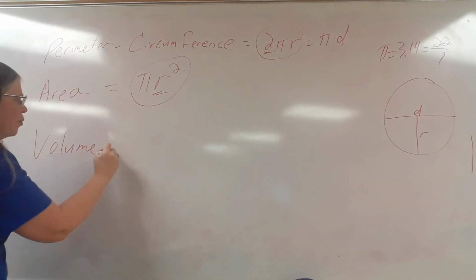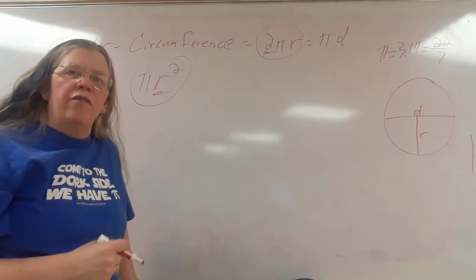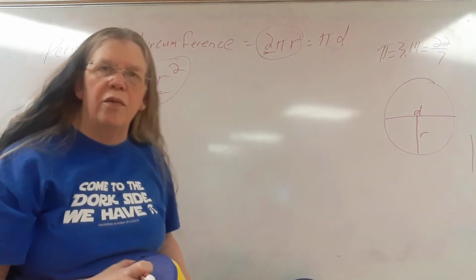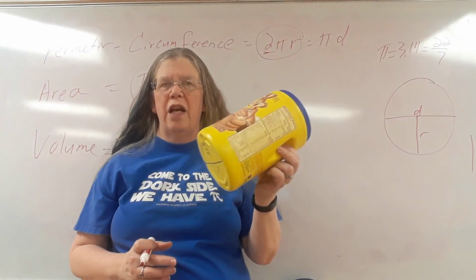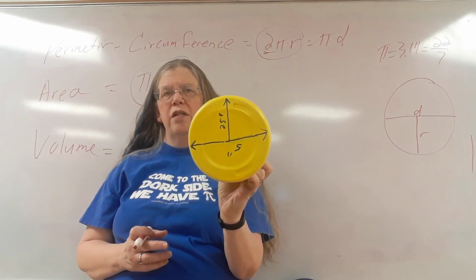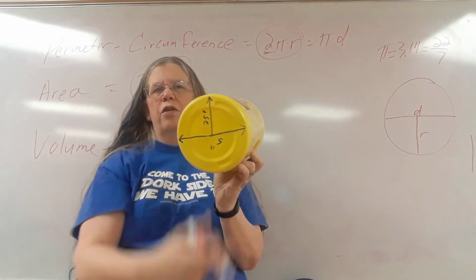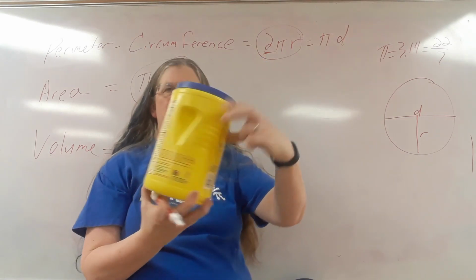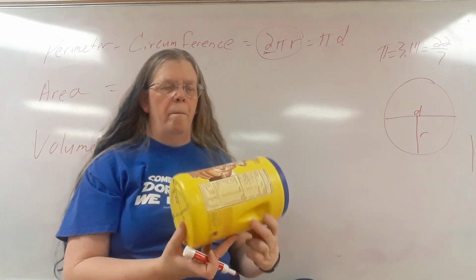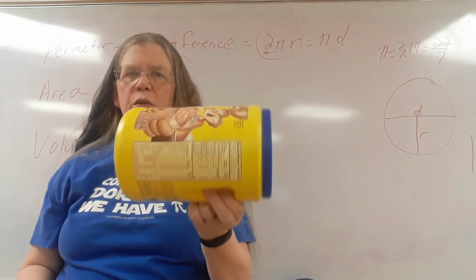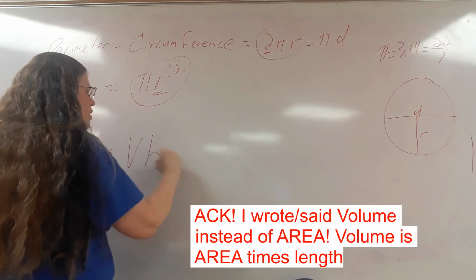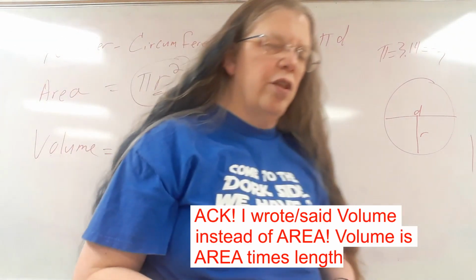All right, the volume. In this case, we're looking at volume of cylinders. Once again, the expensive and sophisticated visual aid. Here we've got our diameter and our radius. We find the area of this circle and we multiply it by the height. That'll give us the volume of this cylinder. Volume times height.